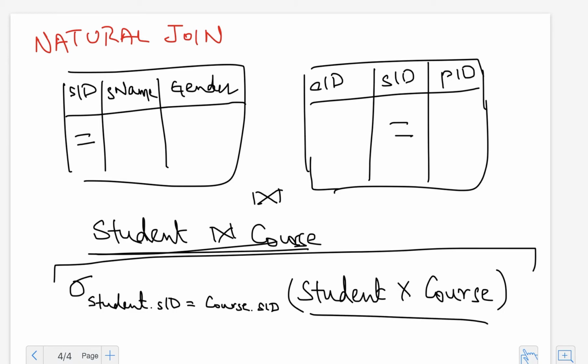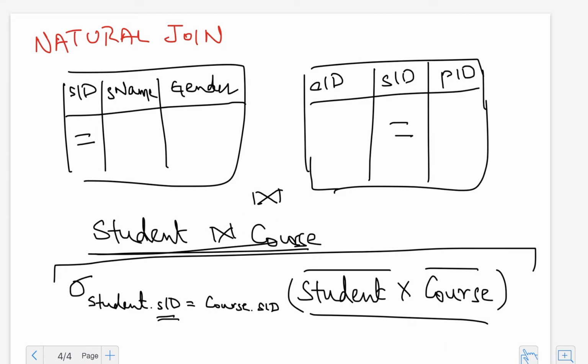And one thing that I want to point out at this point is that, let's say I do a cross product here. After that, if I want to refer to SID, I would have to refer to it as student.sid or course.sid, because if I just say SID, it becomes ambiguous as to which SID I'm talking about. Am I talking about the one in the student table or the one in the course table? So that's basically about the natural join.